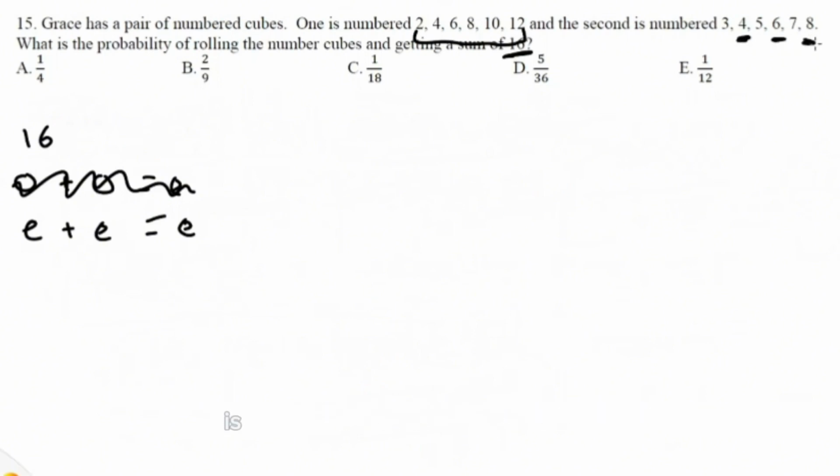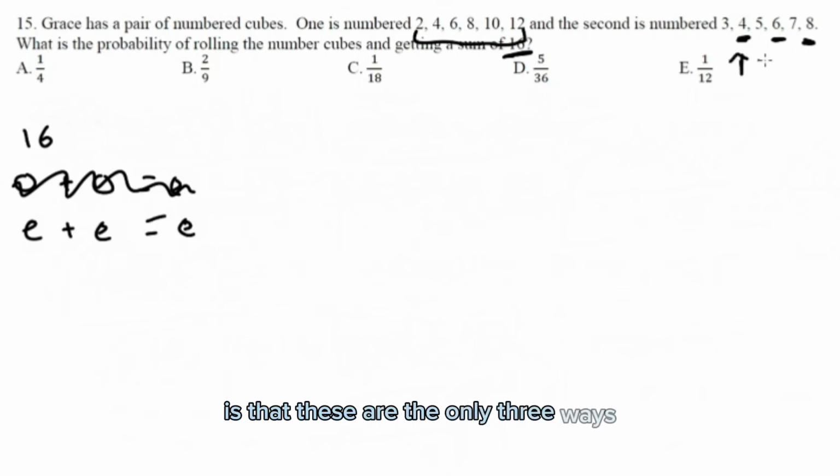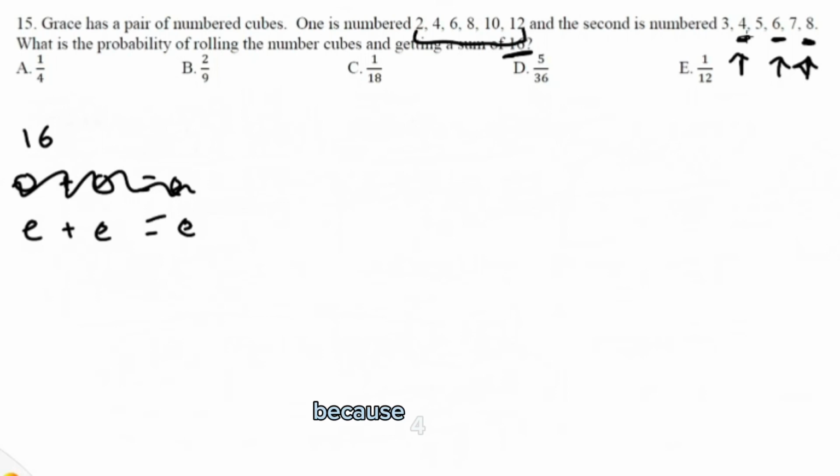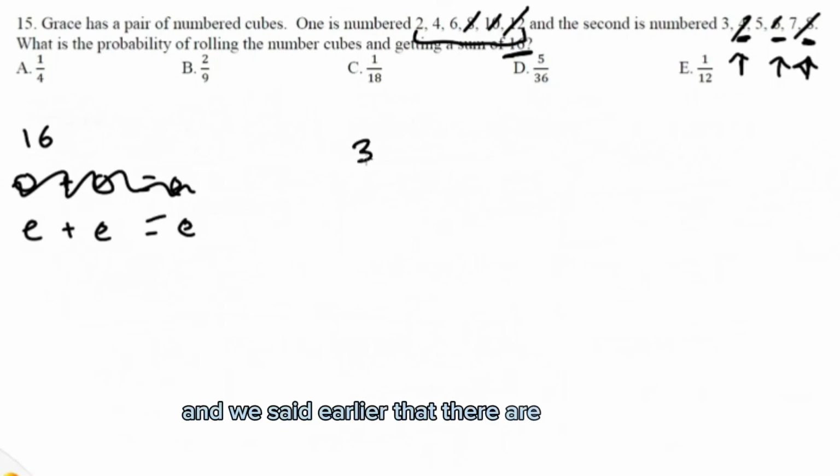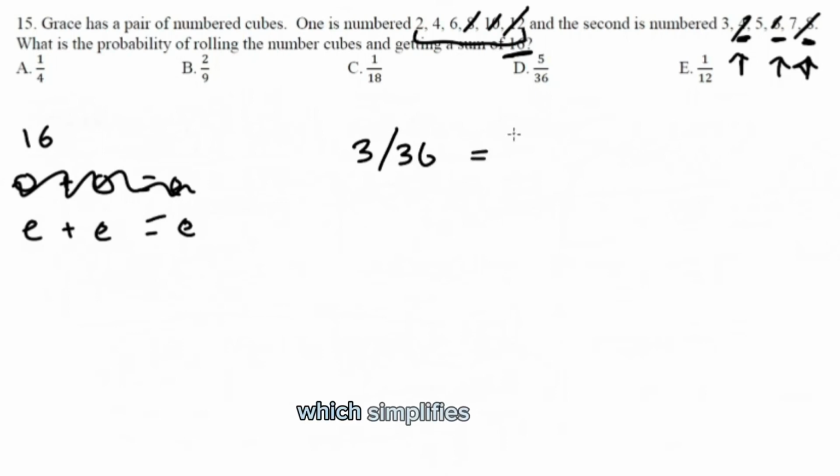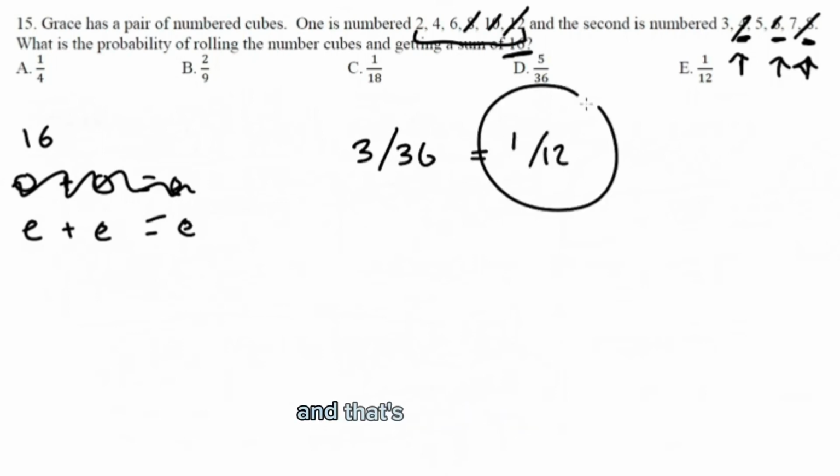So these are the only 3 ways we can get a sum of 16, and that checks out because 4 plus 12 is 16, 6 plus 10 is 16, and 8 plus 8 is 16. Those are the only combinations to get 16, meaning there are 3. And we said earlier that there are a total of 36, which means it's 3 out of 36, which simplifies to 1/12, and that's your answer.